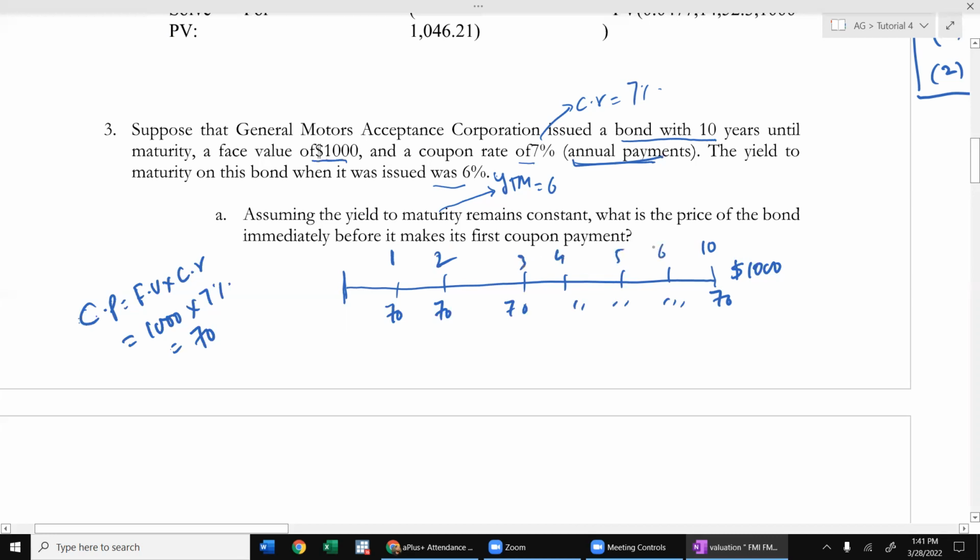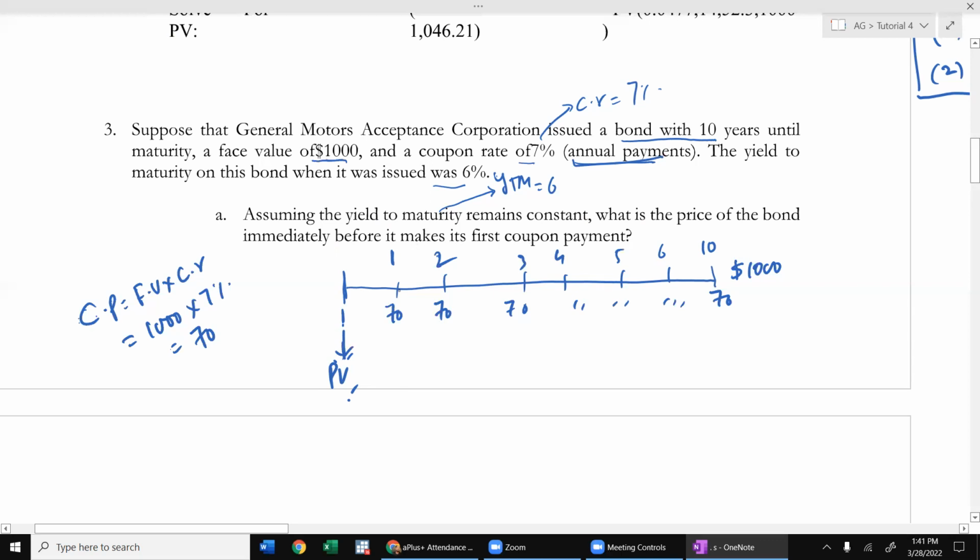Normally, the question asks us what is the price of the bond when it has the 10 payments. So simply we do the calculation that we have done before. But here the question is making a different statement. The question is not asking you to do the calculation when you are standing here. The question says assume the yield to maturity remains constant. What is the price of the bond immediately before it makes its first payment?